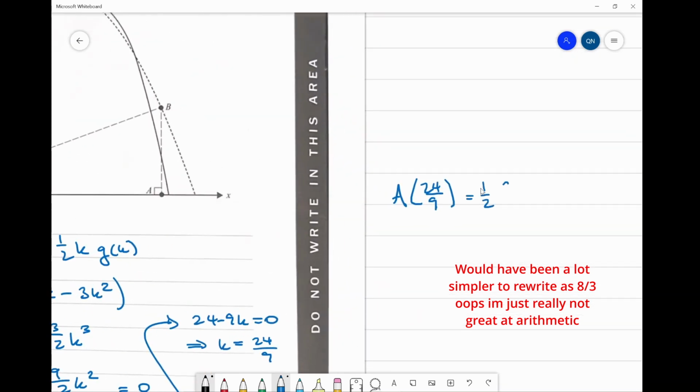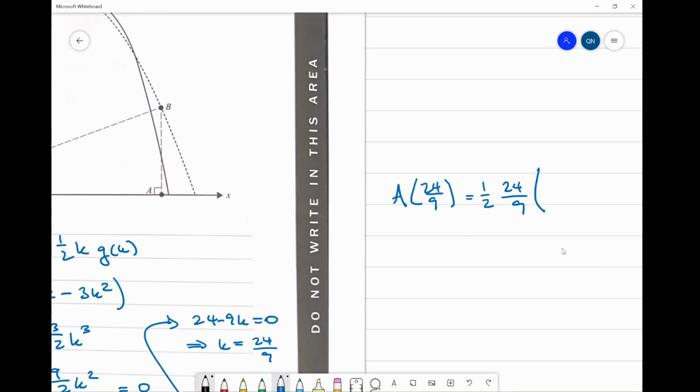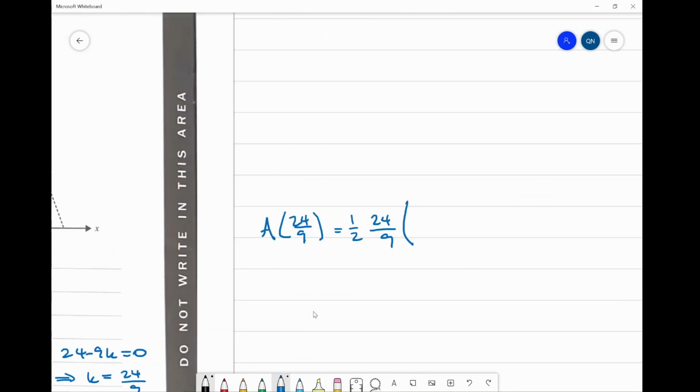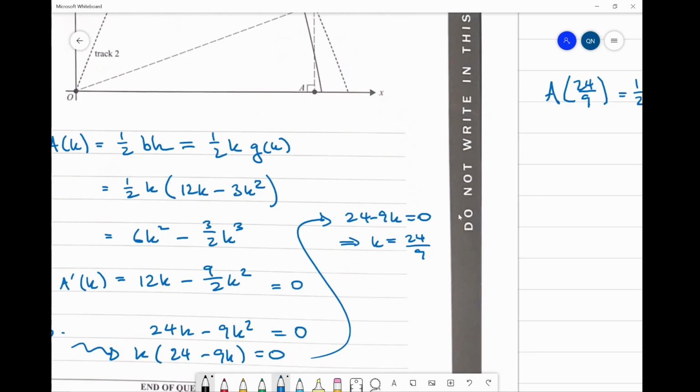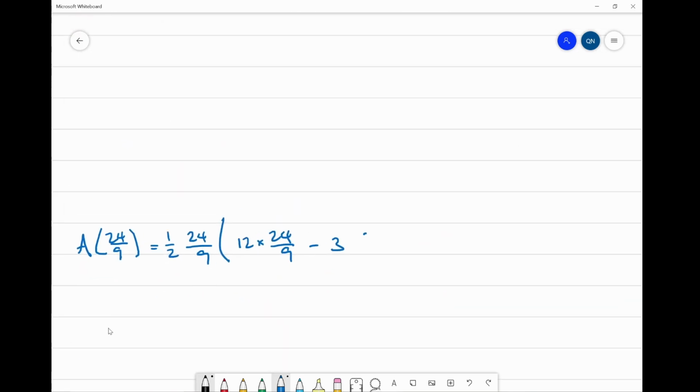We have k, so 24 on 9. And then we have a multiplied by 12k. So we have 12 times 24 on 9, minus 3 times k squared, was it? 3k squared. Yeah, 3k squared, so that's going to be 3 times 24 over 9, but this thing is squared. That is absolutely gross. So how can we simplify this?